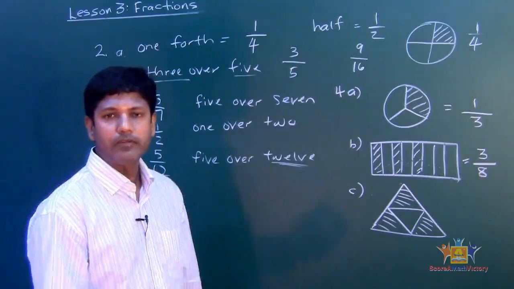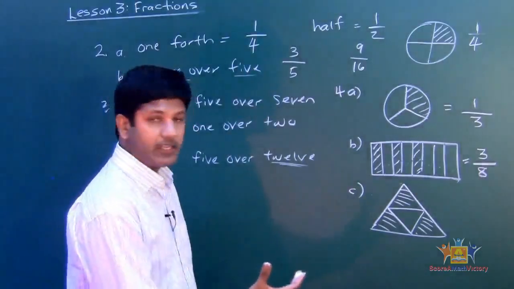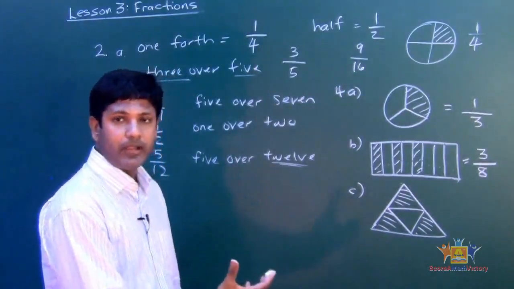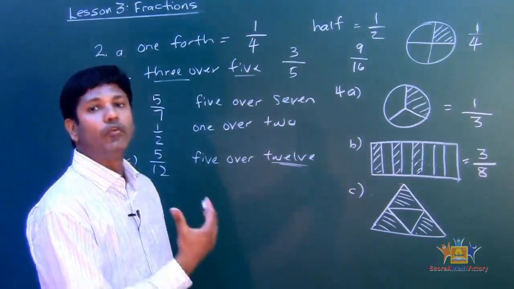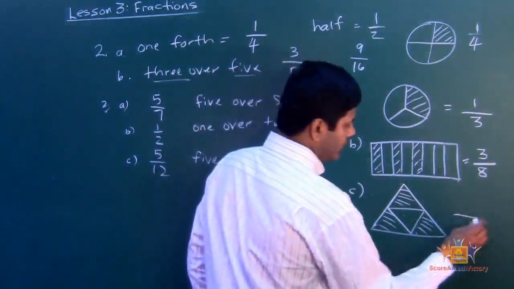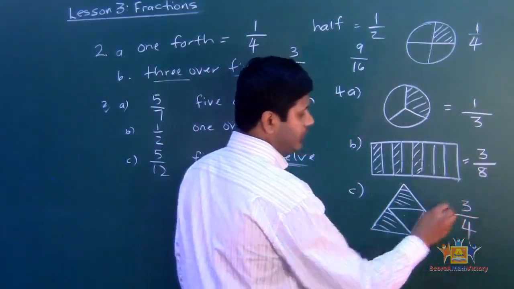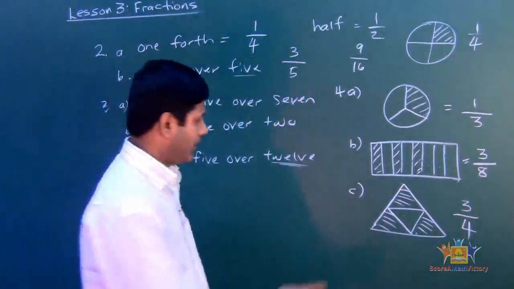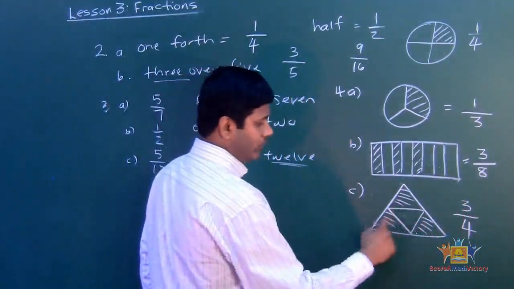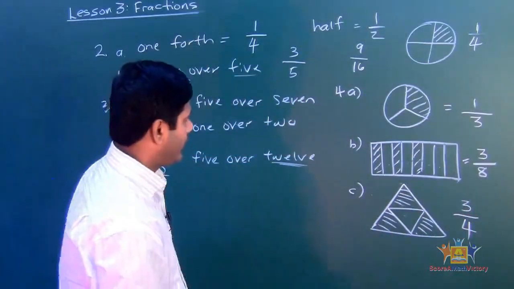How many parts been broken up in the triangle? 4 parts. Okay, 1, 2, 3, 4. So I put over 4, and how many is shaded? 1, 2, 3. That's it. Very important. 4 of them, 3 is shaded. Okay. All right. Now let's do D.